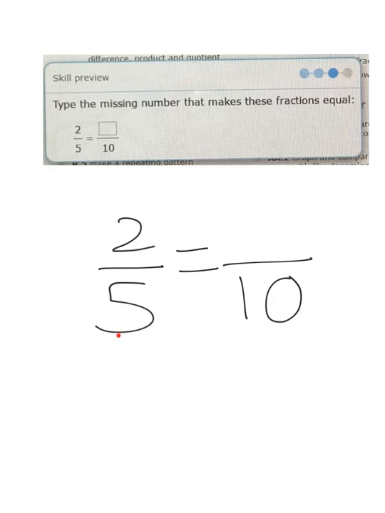I hope that when you look at 5 and 10, you immediately recognize that 5 times 2 equals 10. What you do to the bottom, you have to do to the top. So now I'm just solving this sort of fraction multiplication question. 2 times 2 equals 4. It makes it really simple if you can recognize the multiples, the multiplication in here. So 2/5 is equal to 4/10.